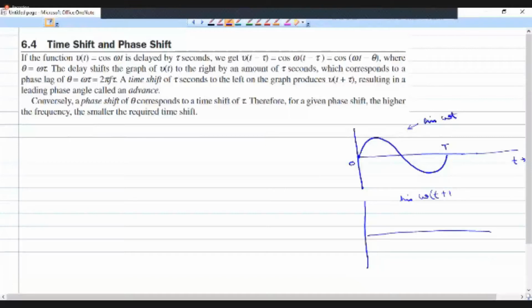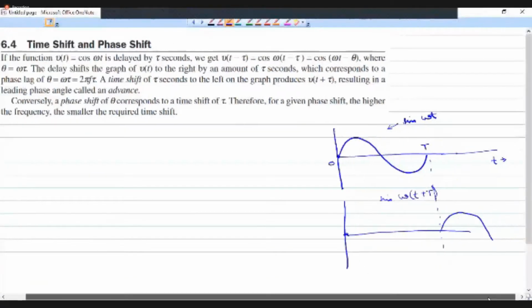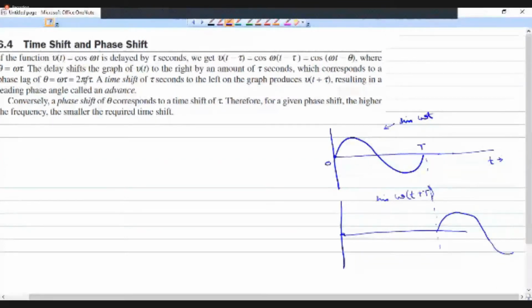So what will be the shape of this voltage? The shape will be preserved. Only thing, it will be shifted by an amount proportionate to this capital time period T, so that this signal will start from this region, like this.